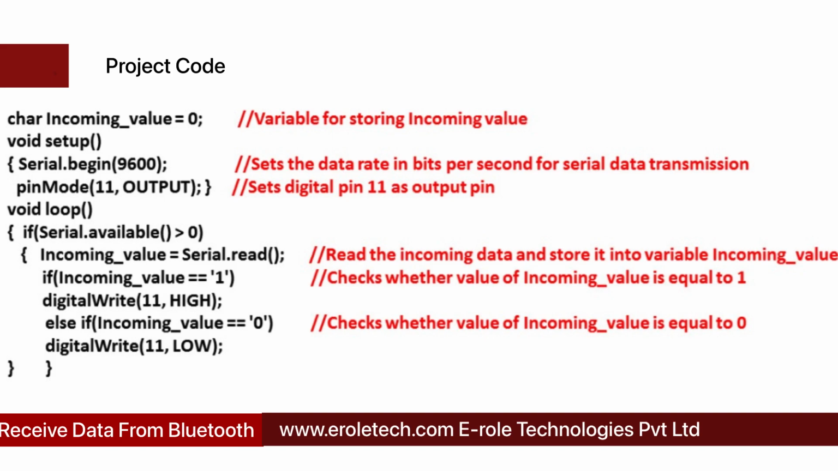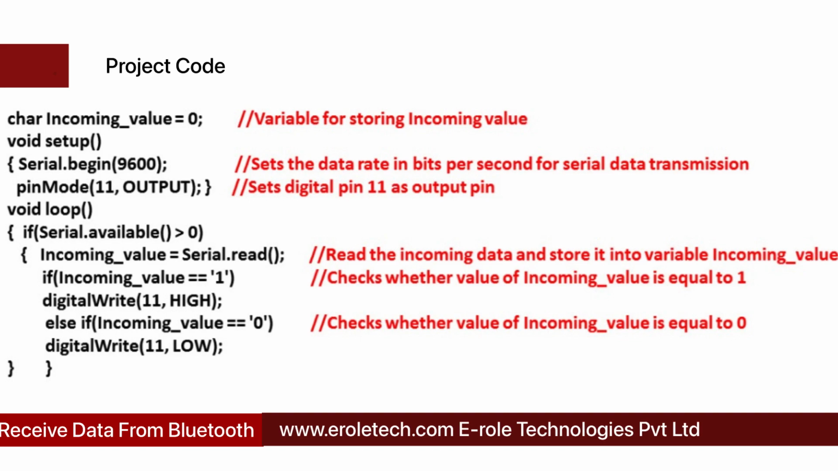This is the code of our project. Incoming value. This variable will store the received data. Initially we will set its value to 0. Void setup is a function in which we initialize the serial communication. 9600 is the speed of data communication. Data will transmit between HC-05 and Arduino with the speed of 9600 bits per second.